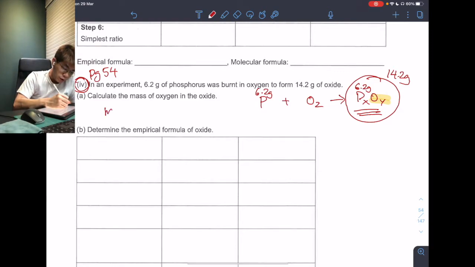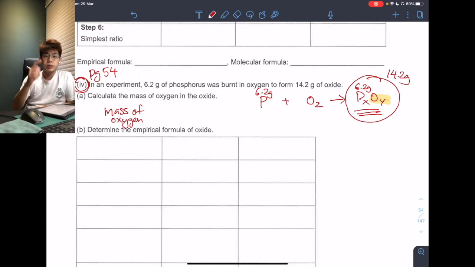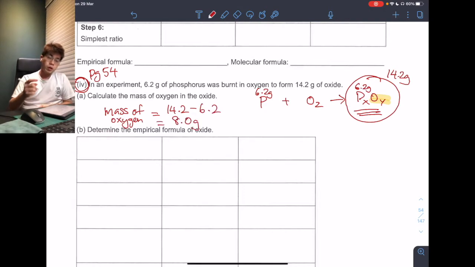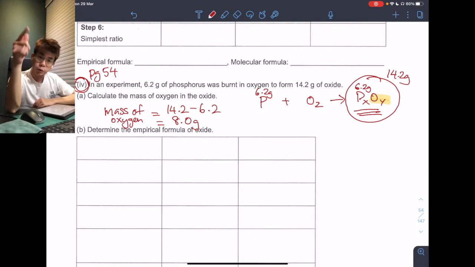So mass of oxygen, you'll realize why we always write headings to our working, because this is not mathematics, this is chemistry. So we are interested in the science behind the steps, not just the maths. So mass of oxygen is equal to 14.2 grams minus 6.2 grams. I believe this is 8.0 grams. So now I have a mass of oxygen, 8, and a mass of phosphorus, 6.2.